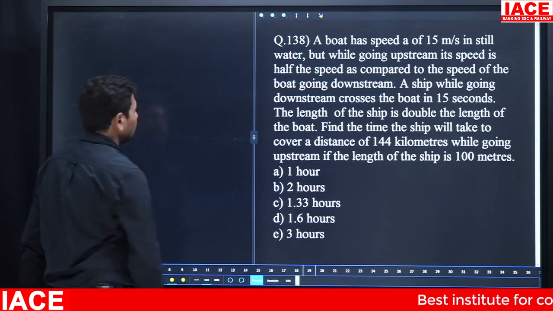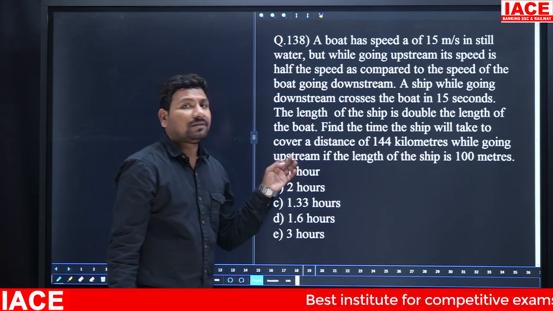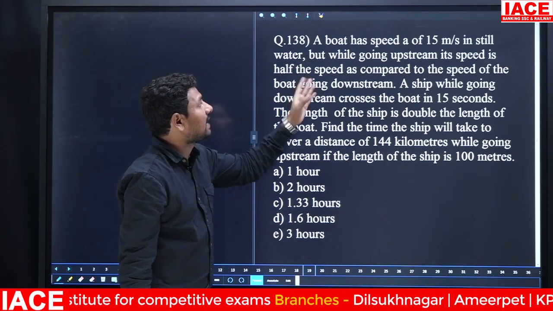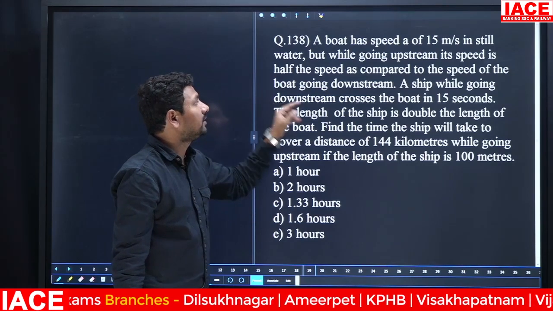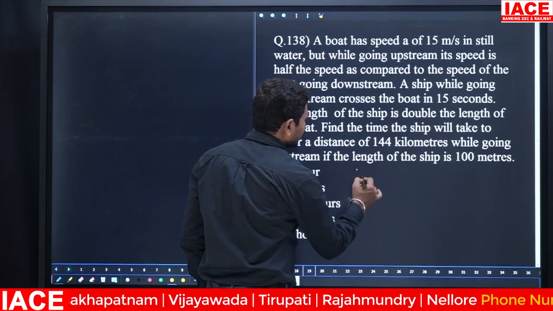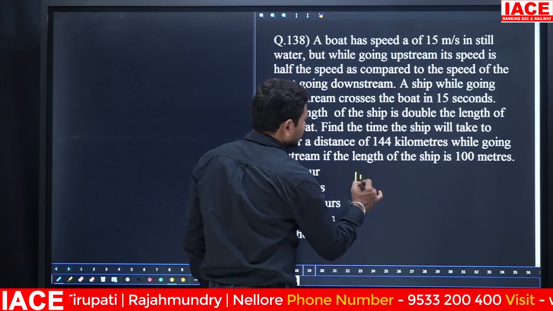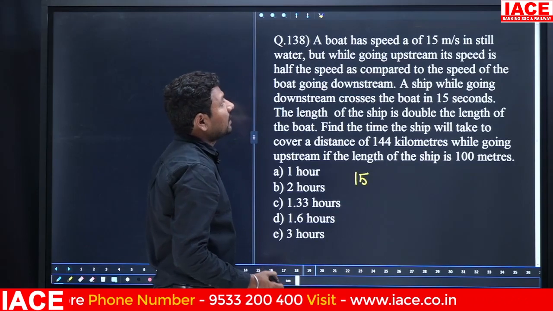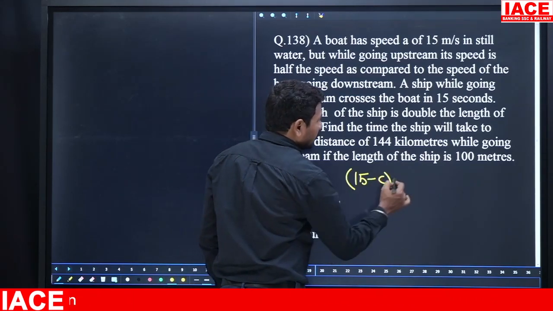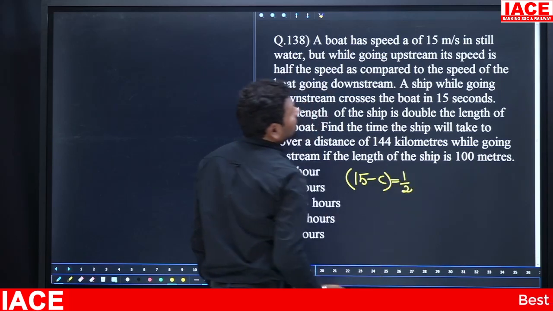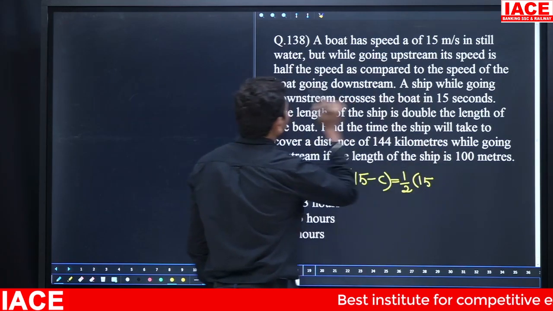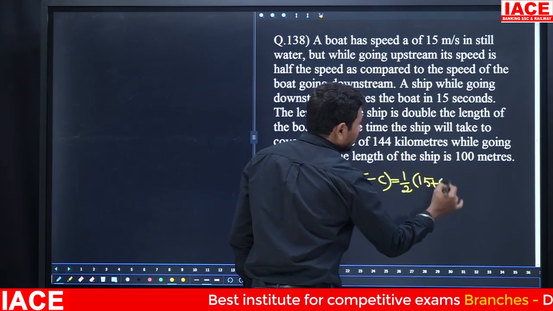Next, a boat has a speed of 15 meter per second in still water, but while going upstream, its speed is half of the speed compared to the speed of the boat going downstream. Here the boat speed is 15 meter per second in still water. Going upstream means the current speed is subtracted, and it is half of the downstream speed. We have to solve this.